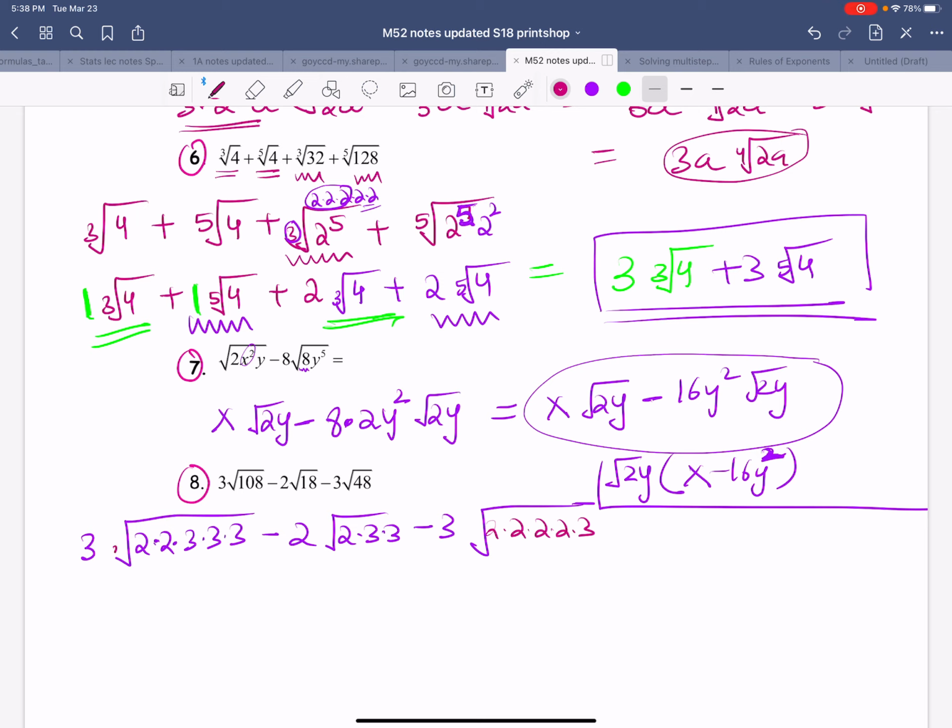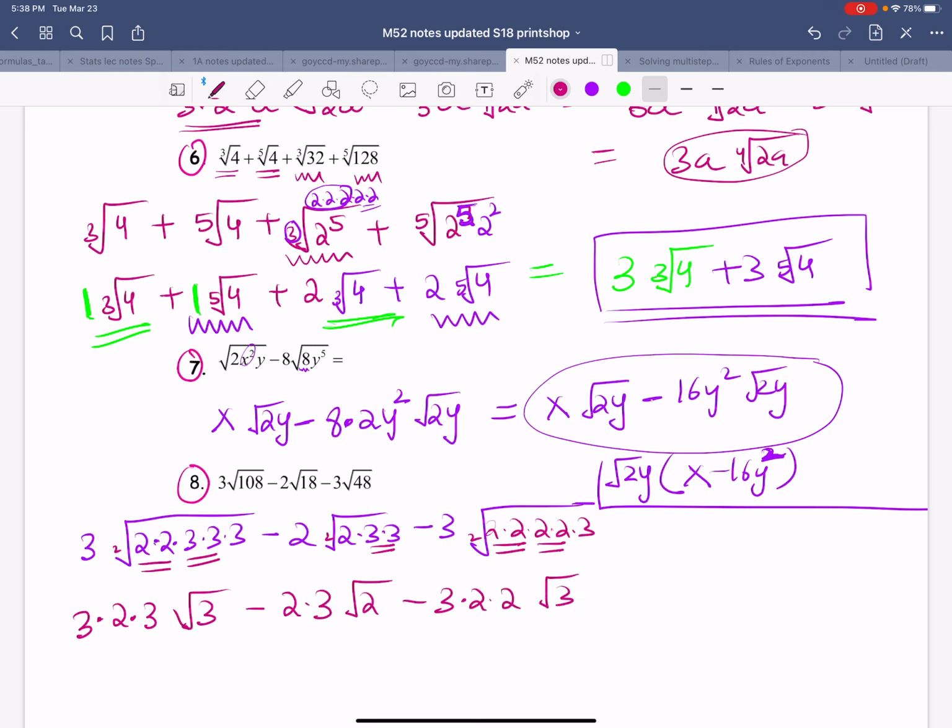Now, the numbers in the pocket are 2. When there's no number in the pocket, there's a hidden 2. For groups of 2 things inside, 1 can come out. Okay, so from the first radical, a 2 can come out and a 3 can come out, and I'll be left with the square root of 3. From the second radical, a 3 can come out, I'll be left with square root of 2. From the next radical, 2 2's can come out and a square root of 3 is left inside.